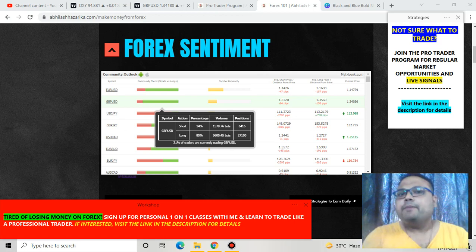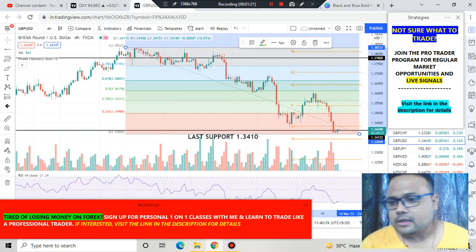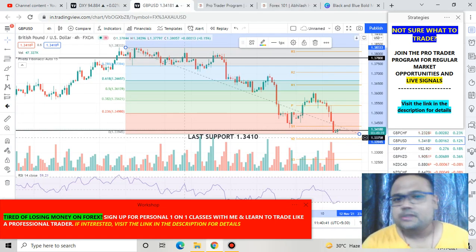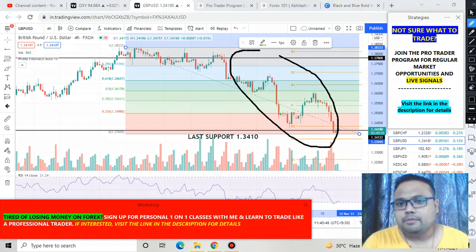And after the CPI report yesterday, we all know that US dollar became extremely bullish, whereas we saw heavy selling on GBP USD and Euro USD. So this is the 4-hour chart of GBP USD in front of us right now, and you can see the present condition of GBP USD.